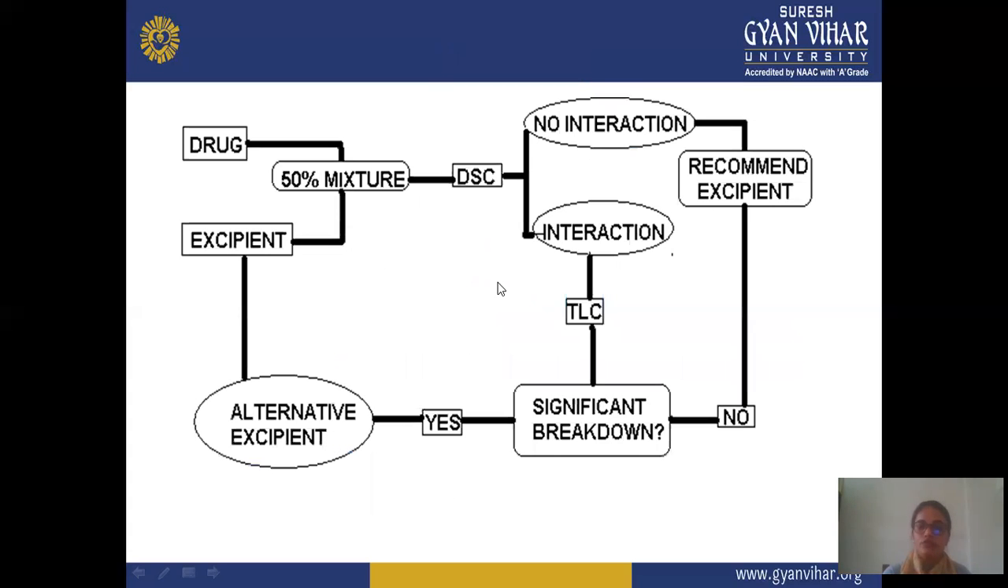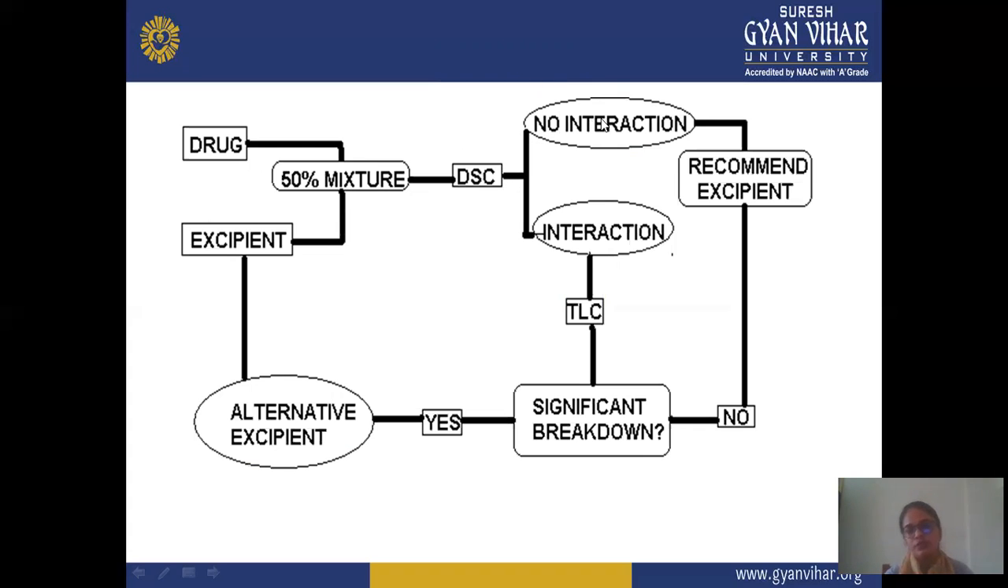This is a diagram of how you check your stability study or interaction with excipient with the help of certain equipment or machines. Suppose you are taking a 50% mixture of drug and excipient. And after taking this mixture, you check DSC, differential scanning calorimetry. This is a technique in which you check compatibility between the drug and excipient, and you can say whether the drug is compatible with your formulation or not with the help of this DSC technique. And after performing this DSC, you can observe the result.